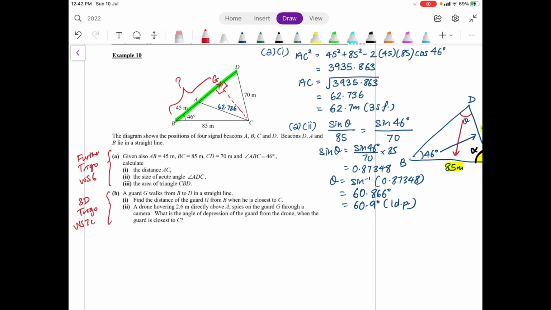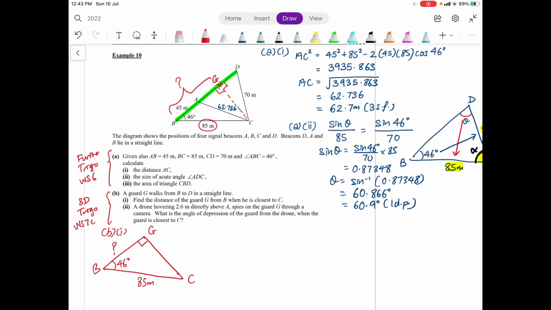I have a 90 degree here. I have a 46 degree there. The 45 meters will not be useful. The 62.736 will not be useful as well. I have a 85, which will be useful. So part 1, let me redraw. I draw a right angle triangle: A, G, C, 85, 46, B. I want to find BG.